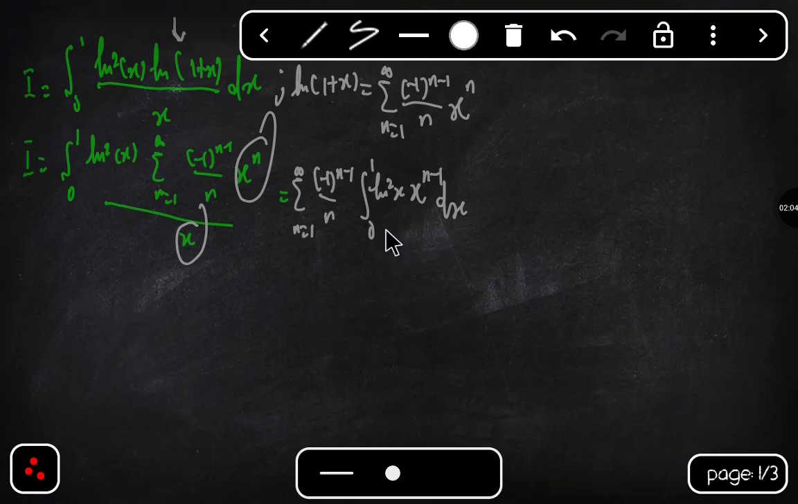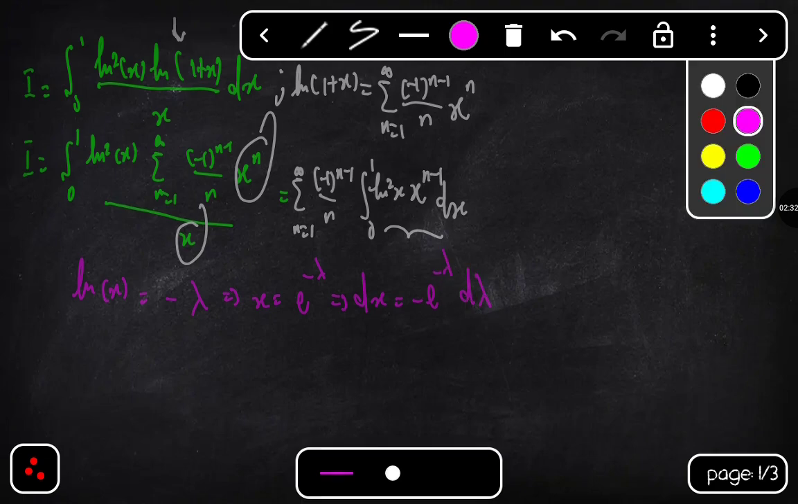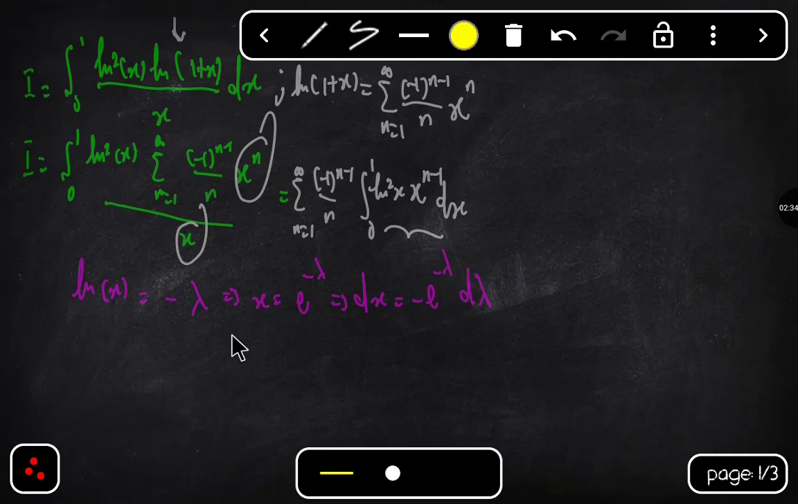The next thing we are going to do is to solve this integral right here. For us to be able to solve this integral, we're going to make use of substitution. So I'm going to say let ln x be equal to minus lambda. Then x is equal to e raised to the power of negative lambda. Then you differentiate, so we have dx is equal to negative e raised to the power of negative lambda d lambda.